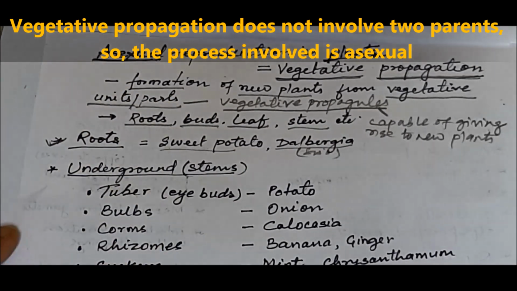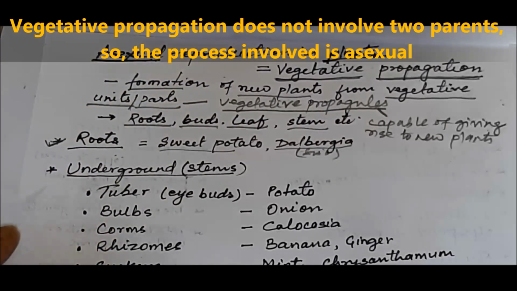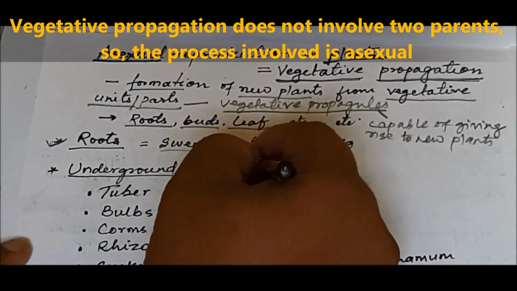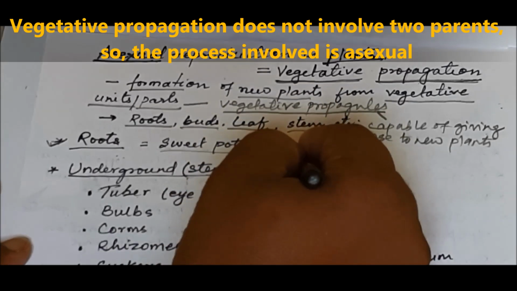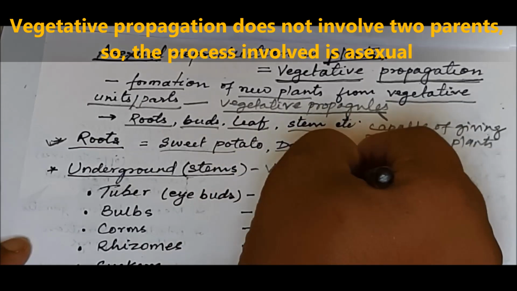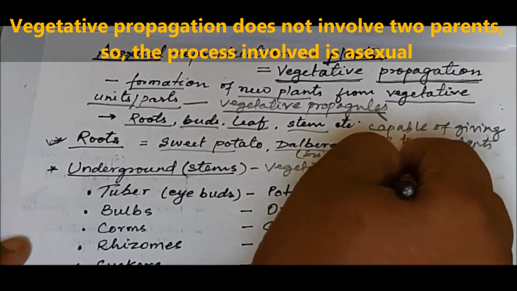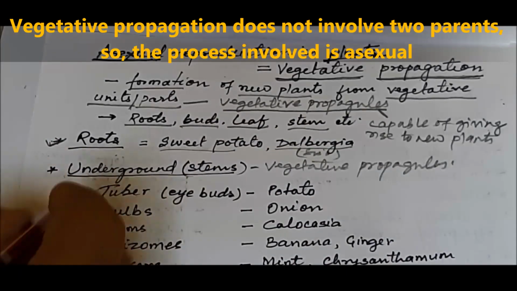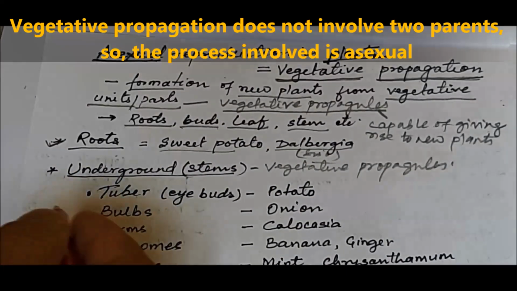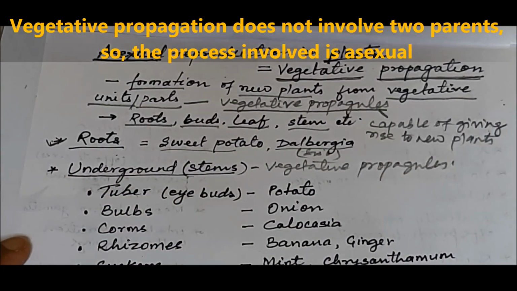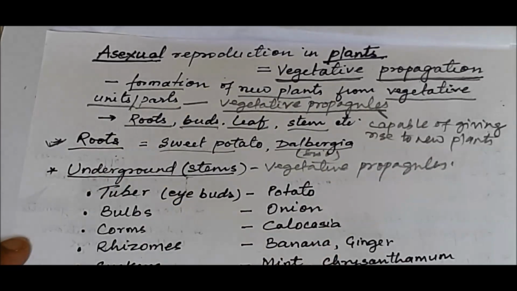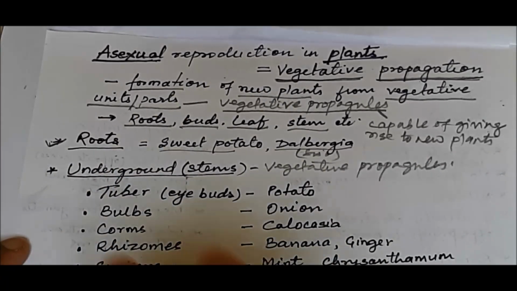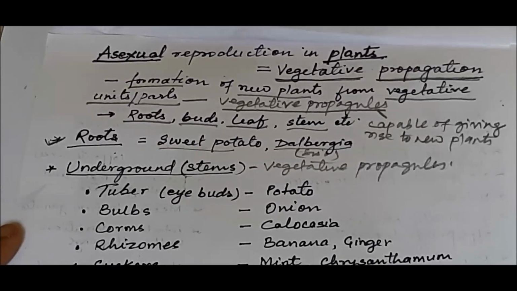Now let us see some underground parts of the plant, or underground vegetative propagules. Now let us see some examples of vegetative propagules. These are very important and we should learn them because many questions are asked from this. One question is always there in the exams from these vegetative propagules. So let us see, this is very important. Some of the collection I have written here, you must go through it.